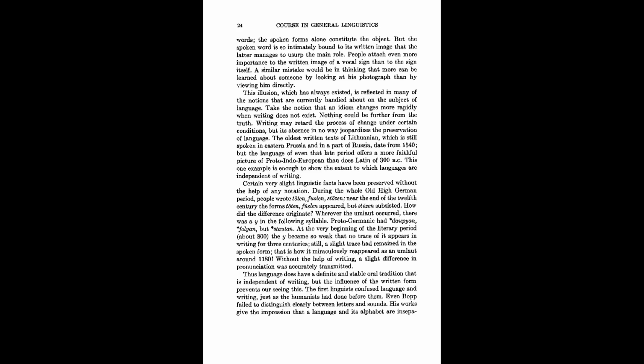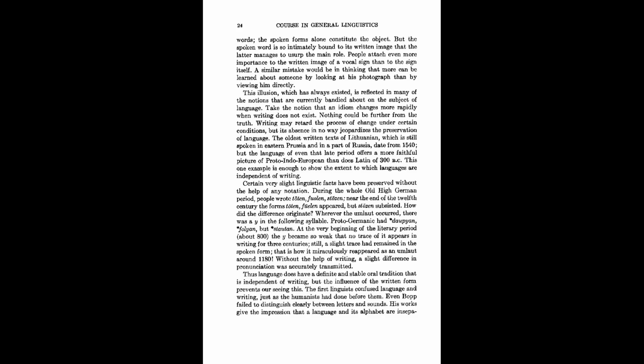During the whole Old High German period, people wrote Toten, Fullen, Stutzen. Near the end of the 12th century, the forms Töten, Hüllen appeared, but Stutzen subsisted. How did the difference originate? Wherever the umlaut occurred, there was a Y in the following syllable. Proto-Germanic had Daupian, Folgen, but Stauten.